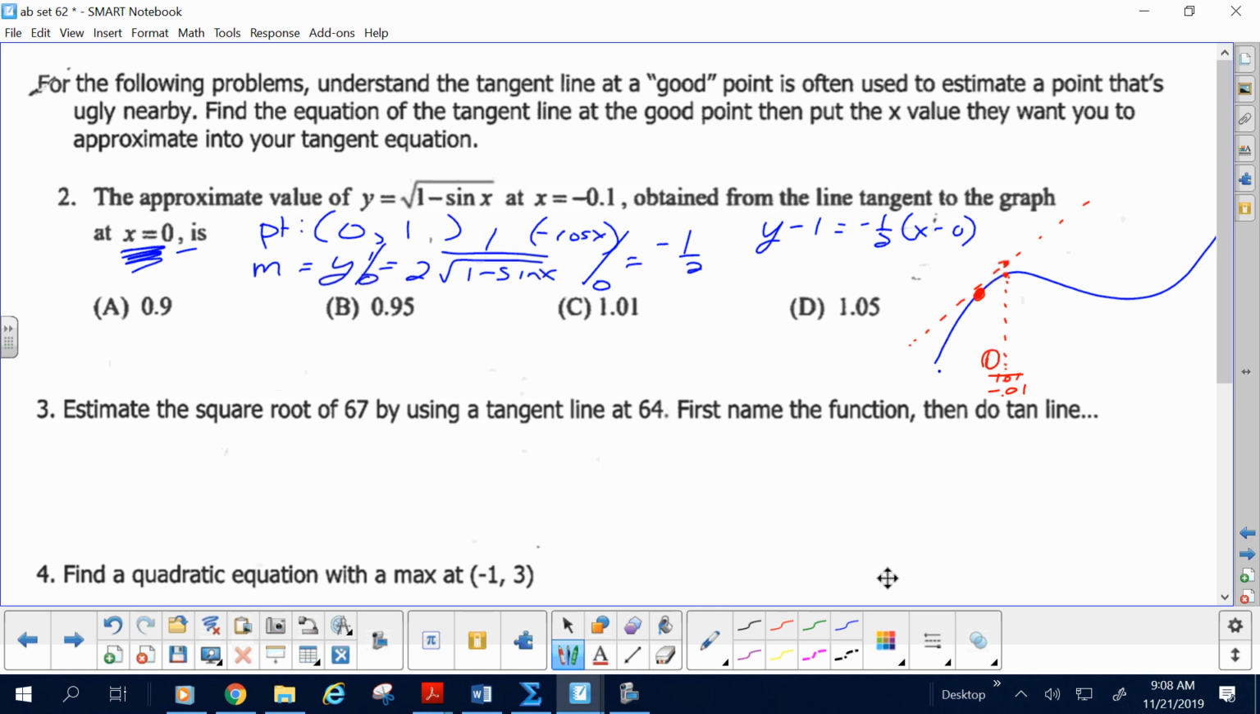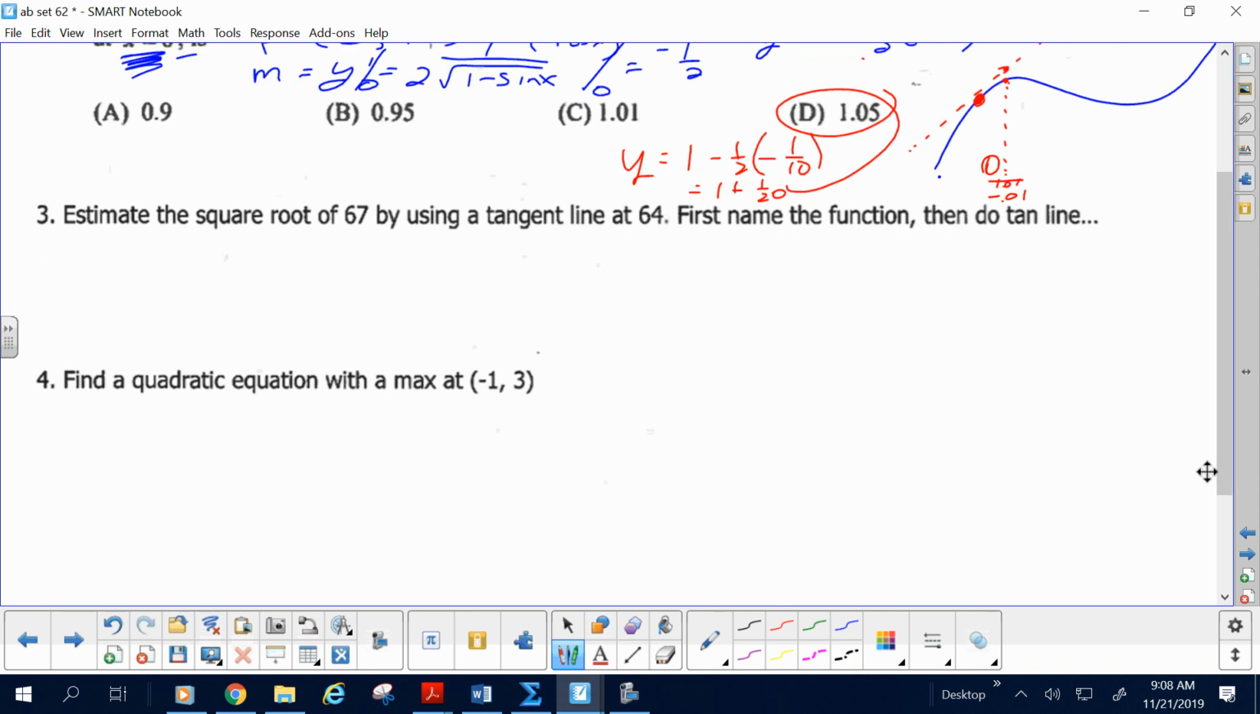And it's a heck of a lot easier to put a point into a line equation than it is to a mesh equation. So you think, well, I'm just going to put negative 0.1 into my tangent line. That's a good estimate. So where's that negative 0.1 go? Well, surely for x. So y is 1 minus a half of negative 0.1, or negative 1/10. That's 1 plus 1/20th. And therefore your answer is 1.05.